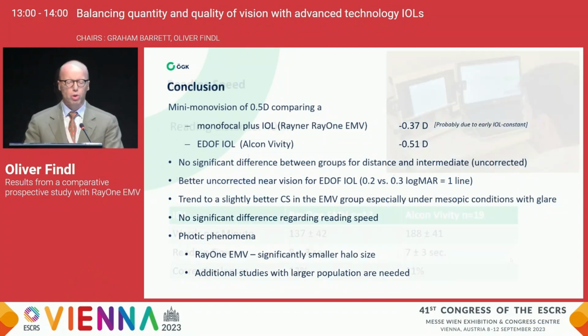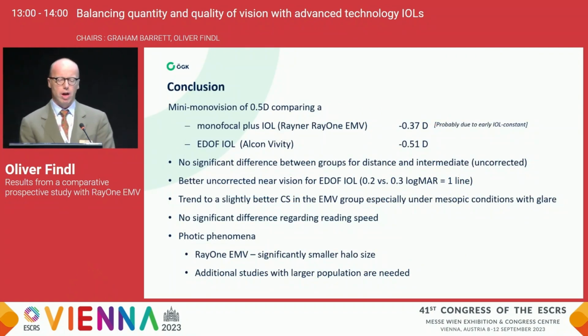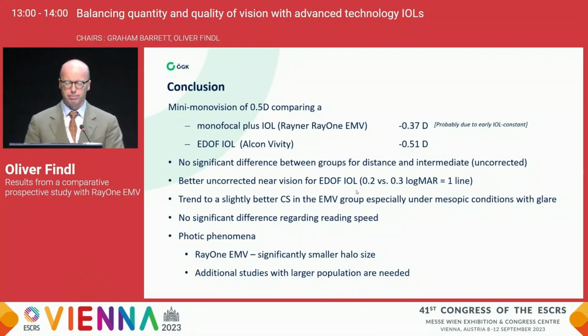So to conclude, we had this mini monovision trial of half a diopter comparing a monofocal plus lens, the Rayner EMV, with an EDOF IOL, the Vivity. You can see the differences here in the postoperative refraction on the non-dominant eye, just to, again, show you the slight difference between groups. We saw no significant difference between groups for distance and intermediate vision. This is uncorrected. But we did see better uncorrected near vision for the EDOF IOL.